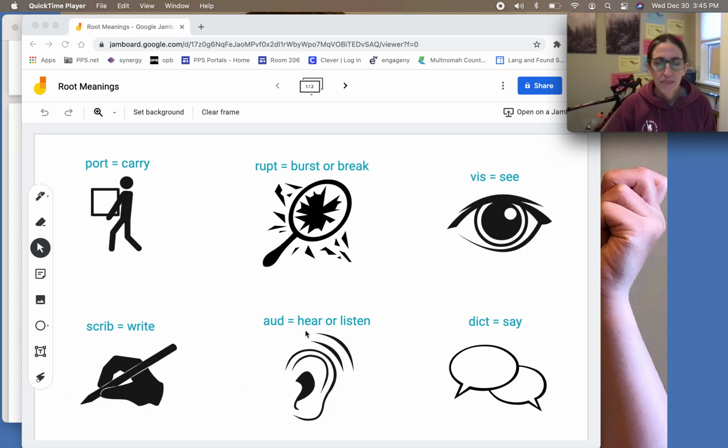Aud means to hear or to listen. Like an audio component is something that allows you to hear. The audio component of your computer is your speakers. Dict means to say. So if you dictate something to your parents, that means they'll write it down while you tell it to them.